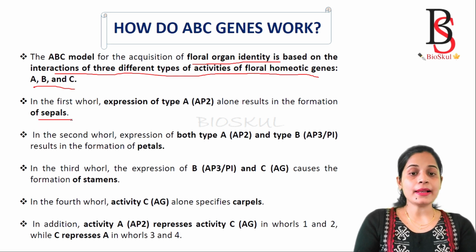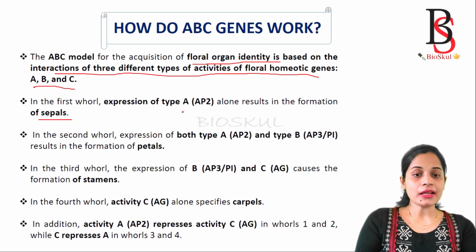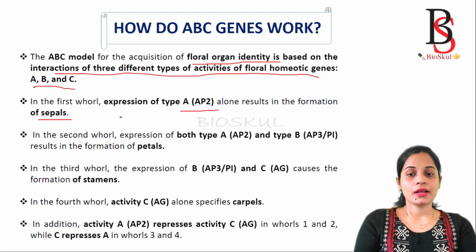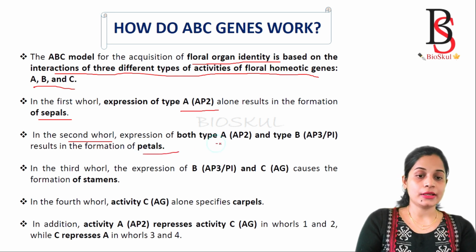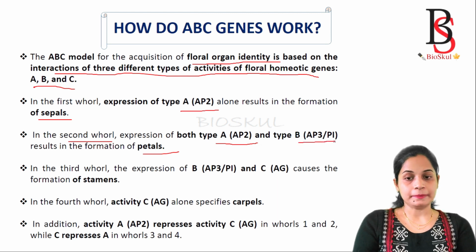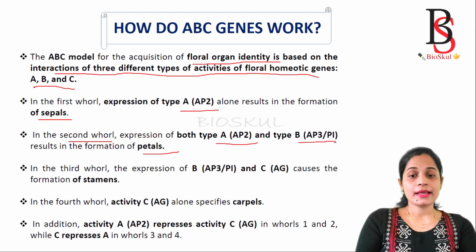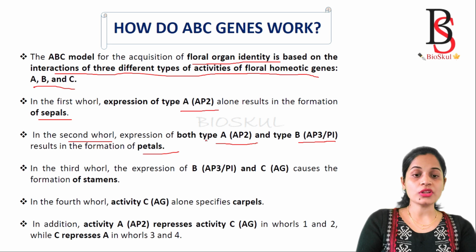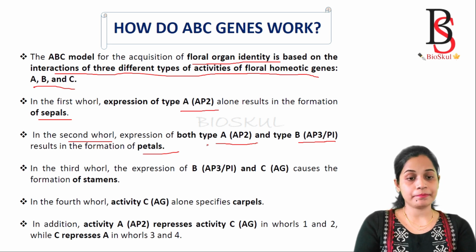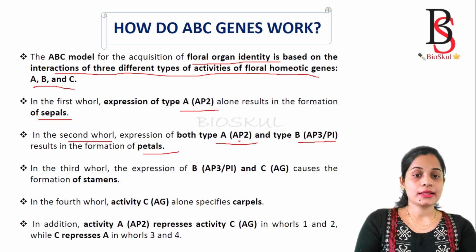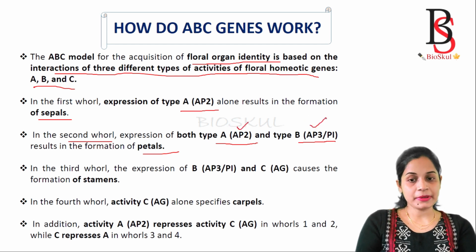Okay, the sepal expresses Apetella 2. The second whorl is the petal, and it expresses both Apetella 2 and Apetella 3 and pistillata. In the second whorl, there is expression of both type A and type B. So what are the genes? Type A has Apetella 2, and type B has Apetella 3 and pistillata.